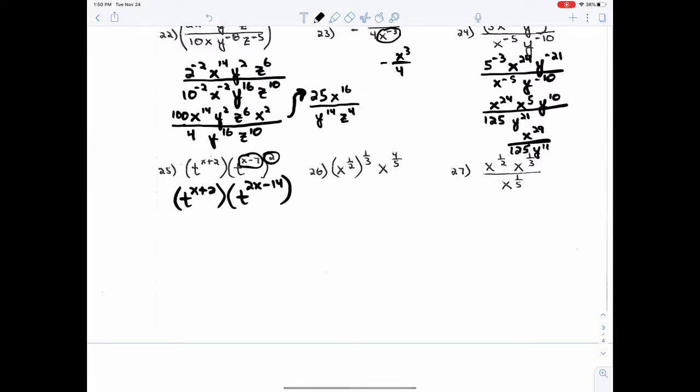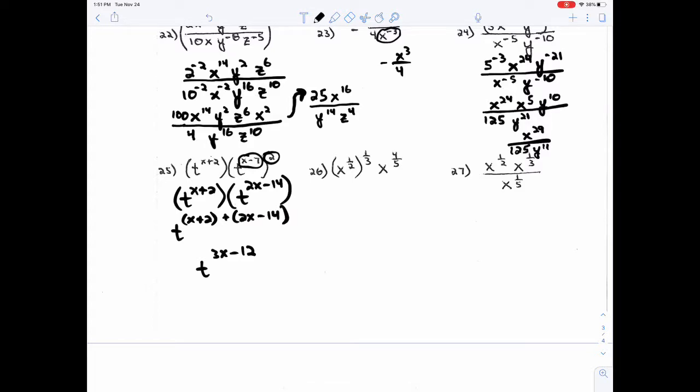Now what do you do when you multiply? Don't write this down. T to the 5th times t to the 7th. I'm going to add the 5 and the 7. So I'm going to do the same thing here. I'm going to add, and I'm going to write a step you wouldn't need to write. You don't need to write this. I'm going to add the x plus 2 to the 2x minus 14. And that'll give us t to the 3x minus 12 power. Again, I don't care how bizarre it looks. You just do the same thing.